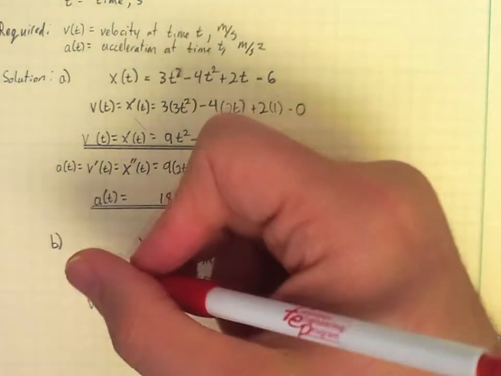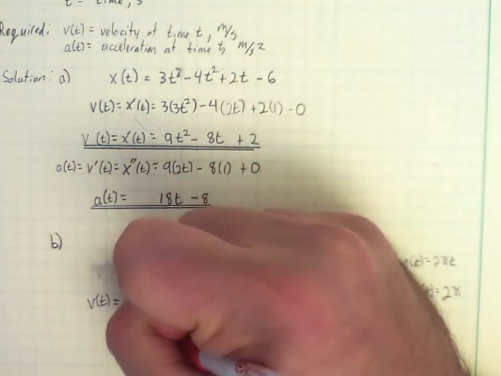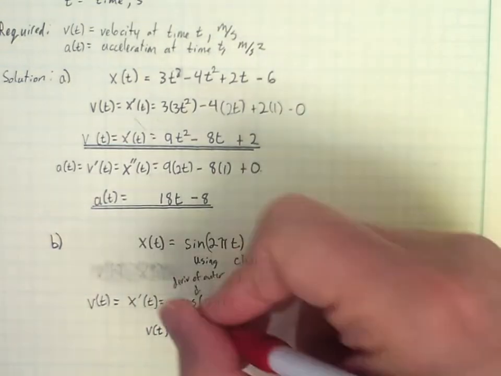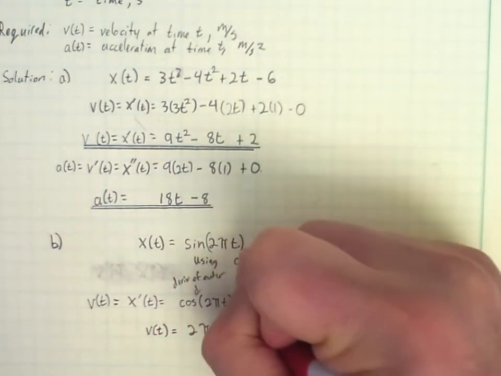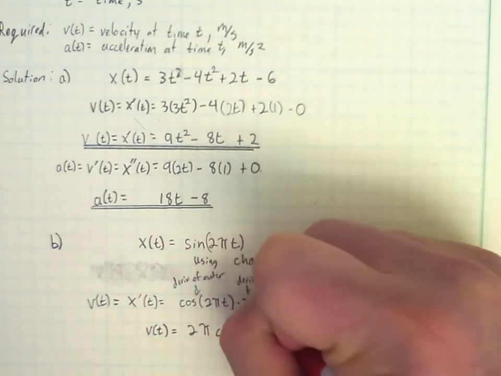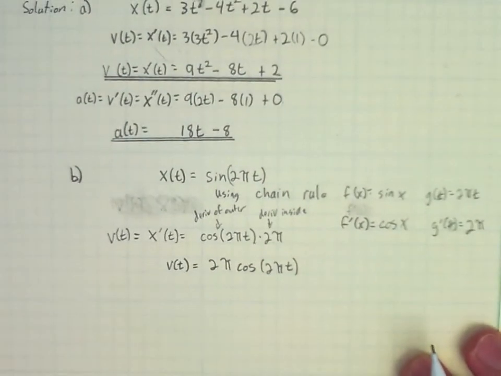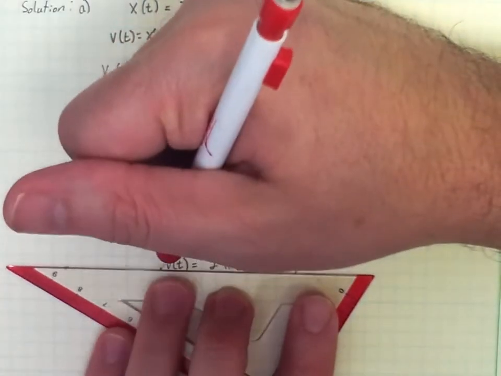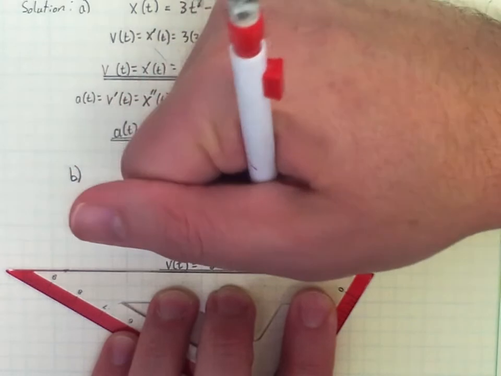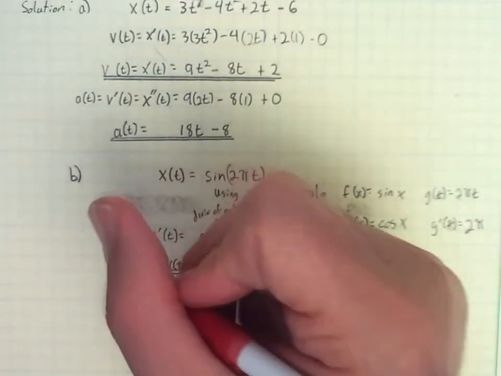And I would want to rewrite this in a little bit simpler terms, that v of t is equal to 2 pi times the cosine of 2 pi t. All right, so that gets me the velocity, and I could double underline that. And then I still have to go another step and get the acceleration.